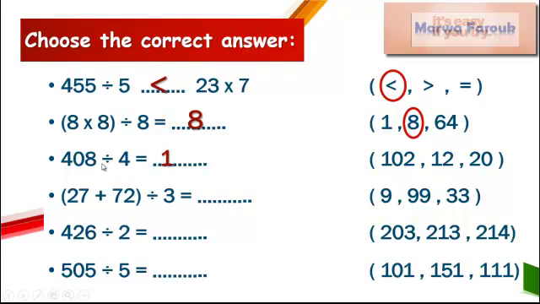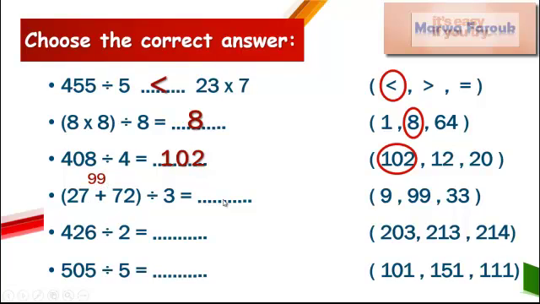Now 0 divided by 4 equals 0, and 8 divided by 4 equals 2. So we got 102. Put a circle around it. Next one, I have 27 plus 72 divided by 3. We will start from the brackets. 27 plus 72 equals 99. 7 plus 2, 9, and 2 plus 7, 9.